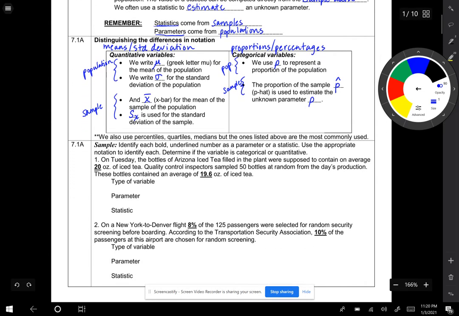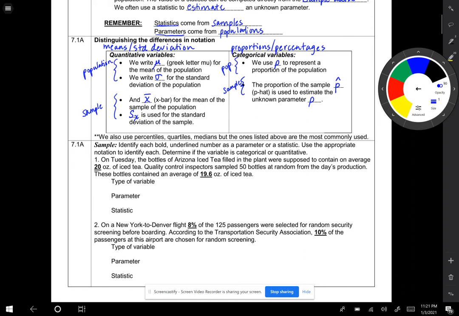And over here I put a little note. We also use percentiles, quartiles, medians, but the ones listed above are the most commonly used. So you can use median and IQR, but that's used when data is skewed. The ones that I have in our table are the ones that we are going to use. They're commonly used. Let's look at an example.